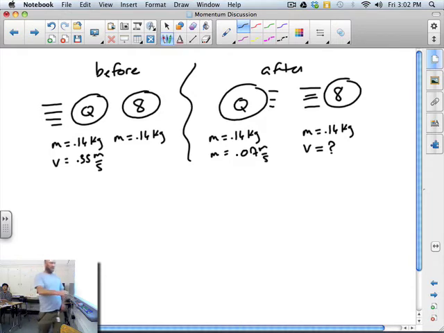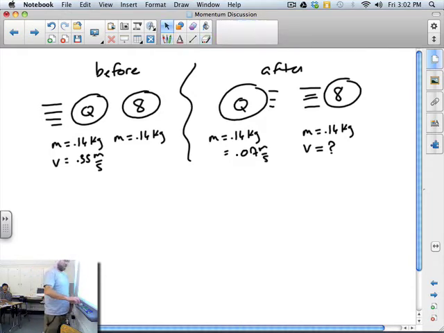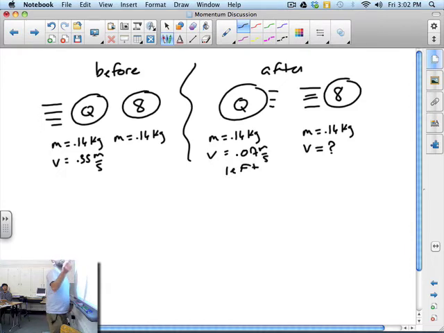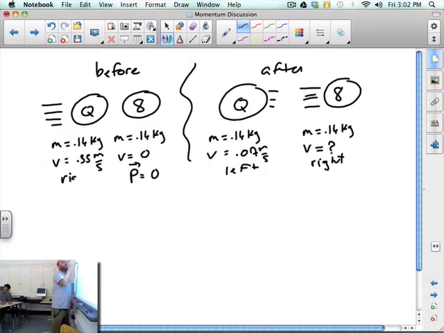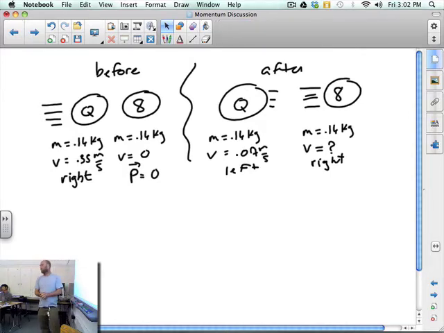This is actually velocity, and this is left. That's to the left. We know this velocity is to the right. We know this velocity here is 0, so we know its momentum is 0, so we don't care about it. And we know the velocity is to the right, so the momentum's to the right. Is everybody good so far?